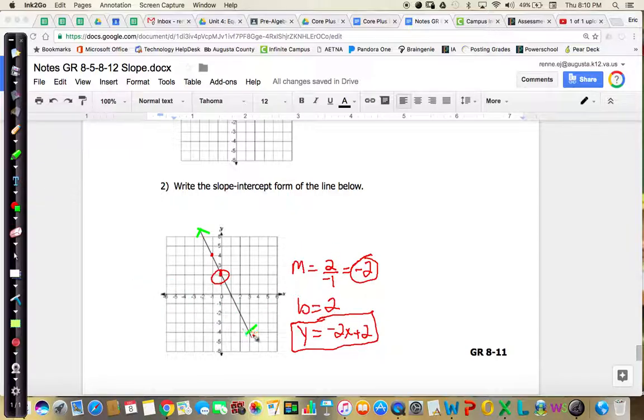Oops. I just realized my arrow wasn't very good down there. Okay, let's move on to example number 3.